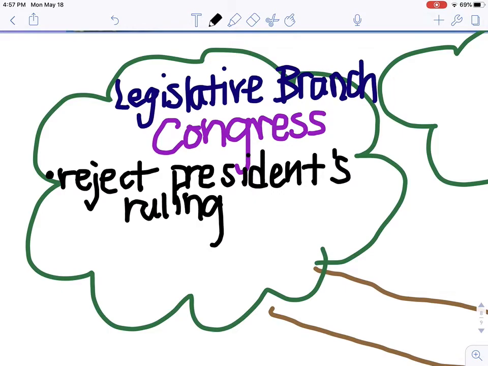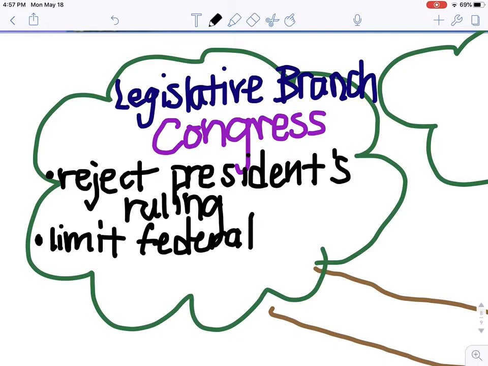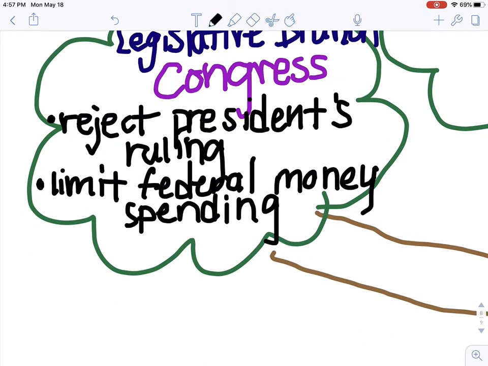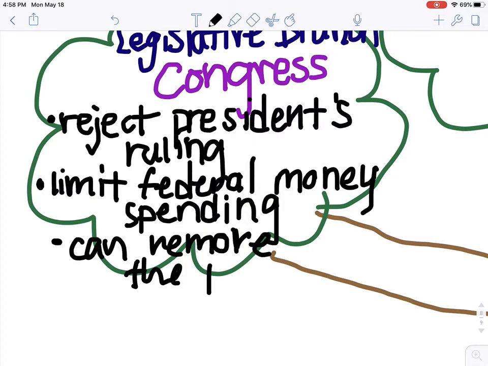Try my best here. They can also limit spending of federal money. So money in the government, they can limit how much is spent. I'm going to say limit federal money spending. And then the last thing that they can do is they can actually remove the president, but they all have to decide on whether or not that's a good choice or not. Supposed to be a V, sorry. Remove the president.